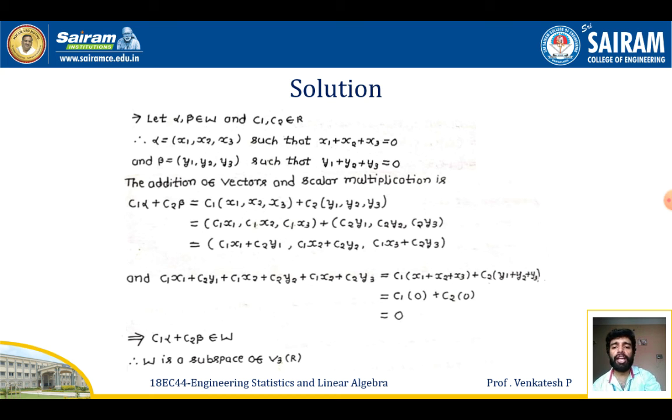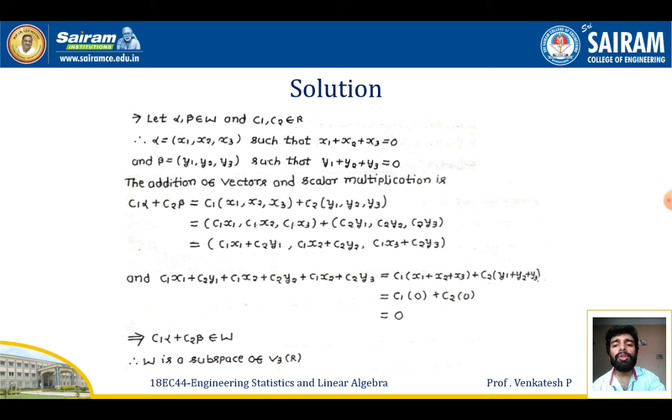So I'm taking this condition now, C1 alpha + C2 beta. I'm keeping C1 as it is, and in place of alpha and beta, I'm taking the two given vectors. So I'll get C1(x1, x2, x3) + C2(y1, y2, y3). If I take the scalars inside, I'll get (C1x1, C1x2, C1x3) + (C2y1, C2y2, C2y3). So it will be equal to (C1x1 + C2y1, C1x2 + C2y2, C1x3 + C2y3).